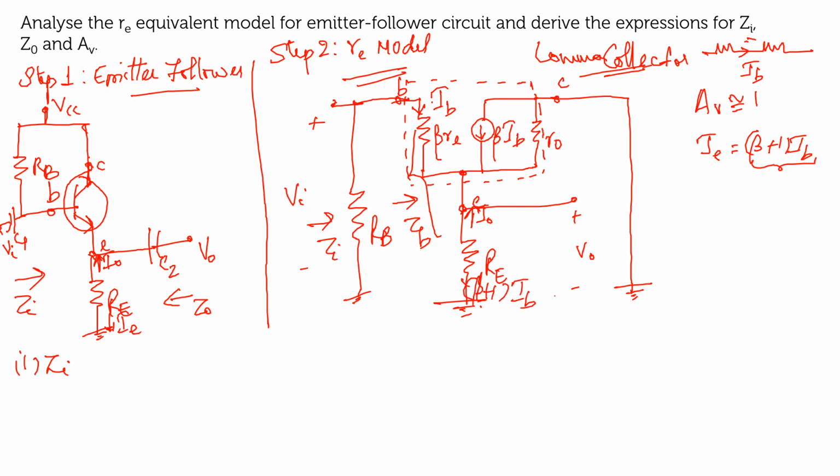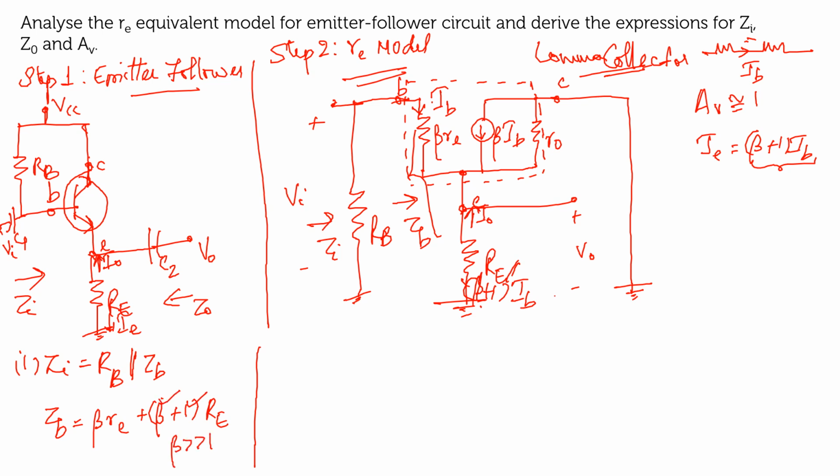Now I can write Zi is equal to RB parallel to Zb. In order to find Zb, Zb will be equal to beta re plus beta plus 1 into capital RE. I hope you are clear till this. Now beta is very much greater than 1, so you can neglect 1. Zb will be equal to beta re plus beta into capital RE. I can take beta as common, so I can write beta into re plus capital RE. So Zb will be approximately equal to beta into re plus capital RE.